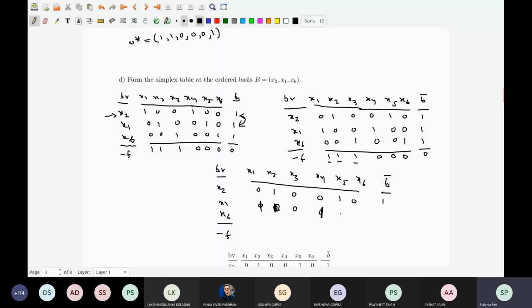Now what do I do? Now I am taking the sum of the first three rows and subtracting it from C. So I will get 0 over here, 0 over here, 0 over here. Here I will get a -1, here I will get a -1, here I will get a -1, and here I will get a -3. Not, sorry. What was that?